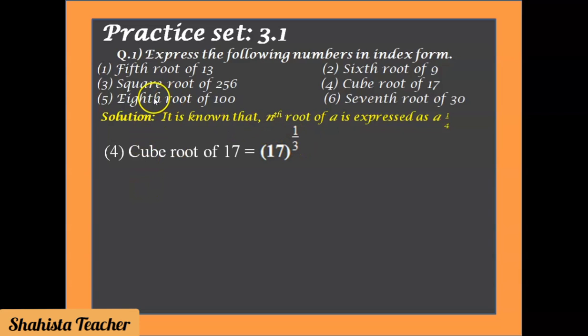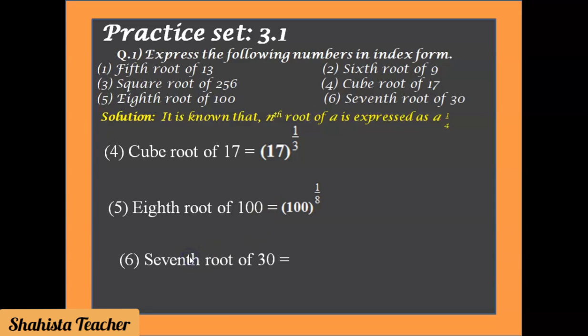Now sub question 5. Sub question 5 says 8th root of 100. So the 8th root of 100 is equal to 100 and 1 upon 8. Inside the bracket we put 100, and above we put 1 upon 8. Is that clear?